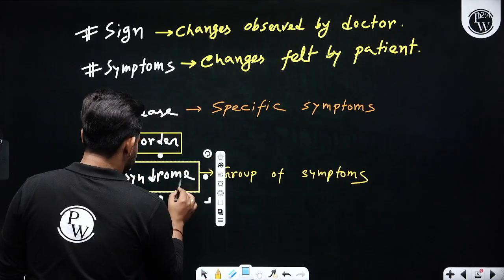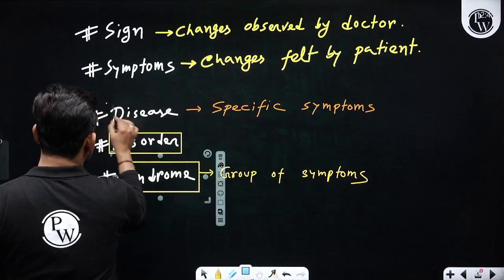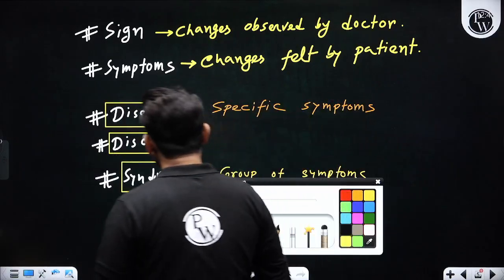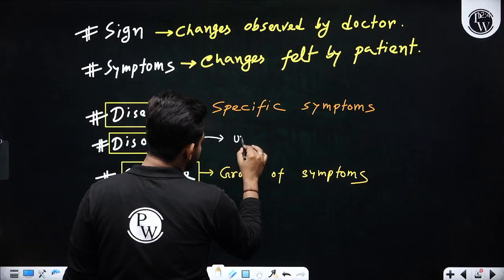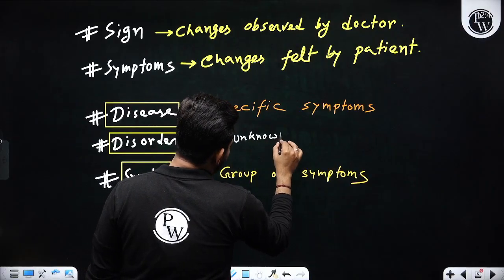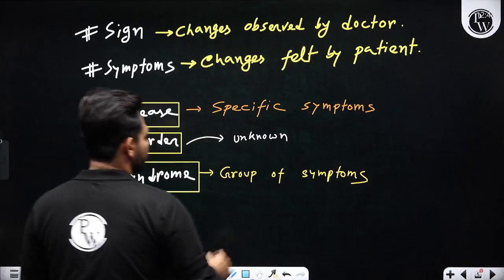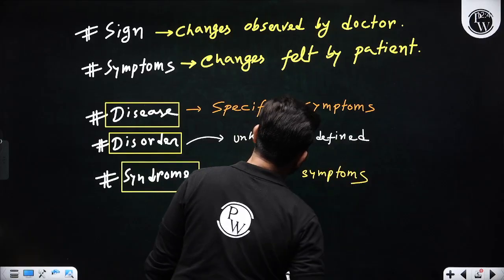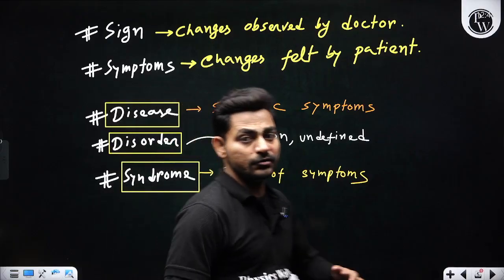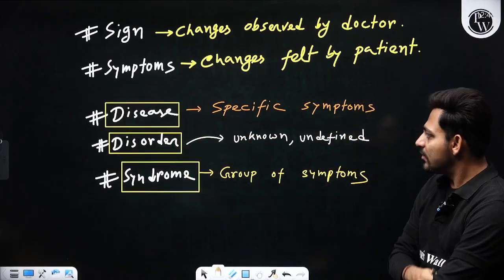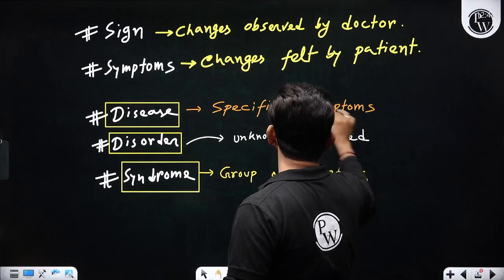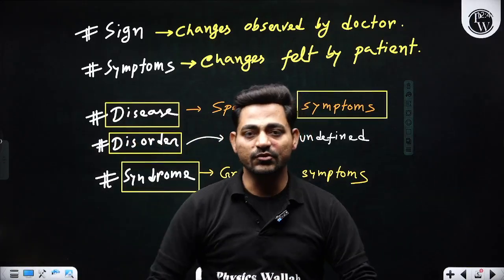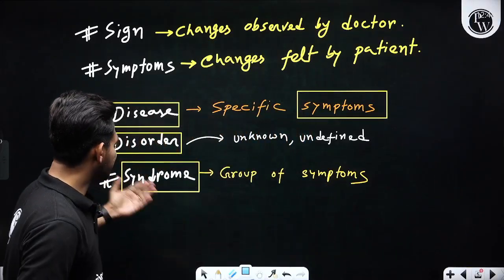So is it clear? Disease, disorder, and syndrome. When the abnormalities' reasons are unknown or undefined, then those conditions are called disorder. When there are defined symptoms, that condition is called disease. When there is a group of symptoms, that condition we call syndrome.